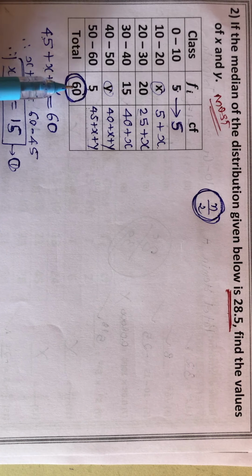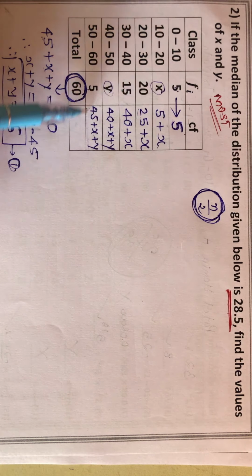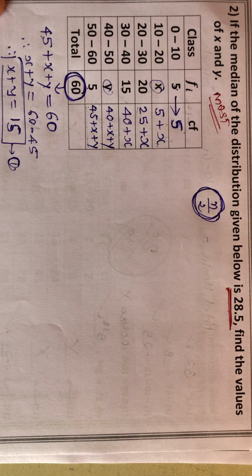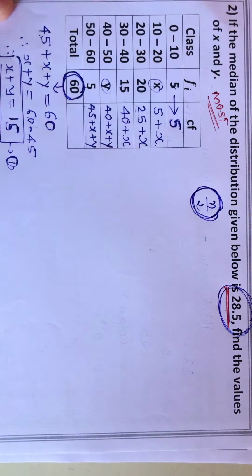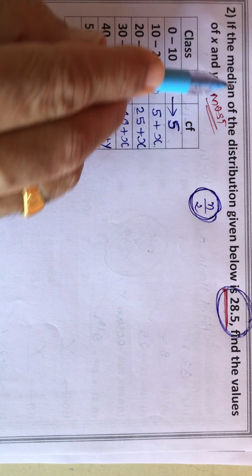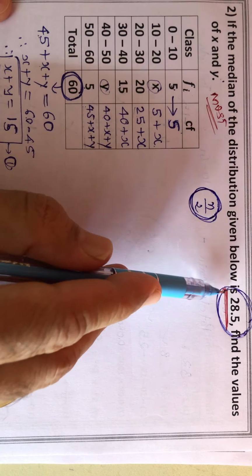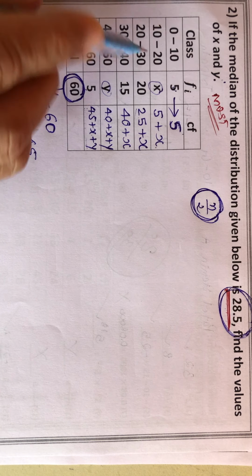Again, 60 by 2 is 30. How do we find out where this 30 is actually? We don't know. Then what to do? Don't worry. That's why the answer is given as 28.5. The median is given as 28.5, so 28.5 already comes here.